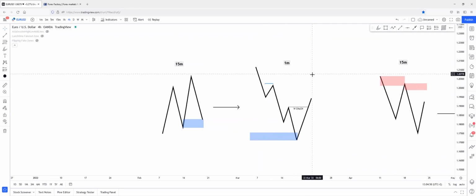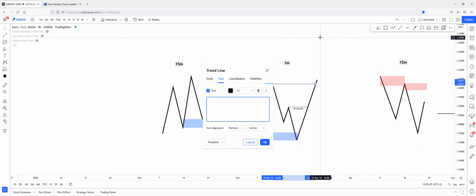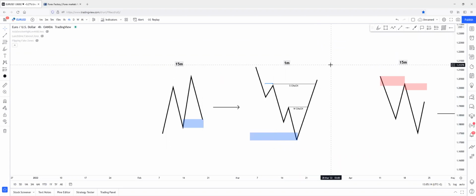The strong change of character will break through several high points or low points on the long trade, I mean the short trade. So the strong change of character has to break above several high points or low points. And in this case, this will be a strong change of character right here at this region. So this is a strong CHoCH. This concept is really easy, right?